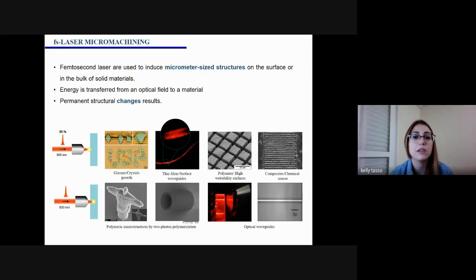To introduce, femtosecond laser micromachining is a process by which pulses from a femtosecond laser are used to induce micrometer-sized structures on the surface or in the bulk of solid materials. Energy is transferred from an optical field to a material, causing ionization of a large number of electrons, inducing permanent changes. In our lab, we've been using this process to create functional structures in a wide range of materials.